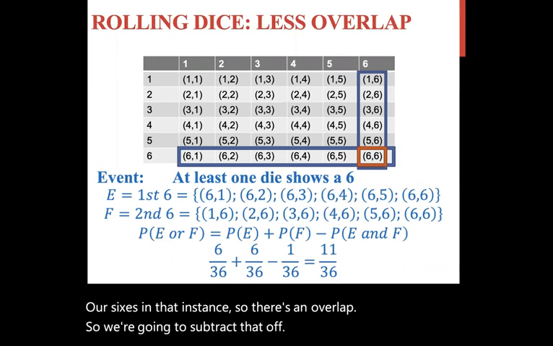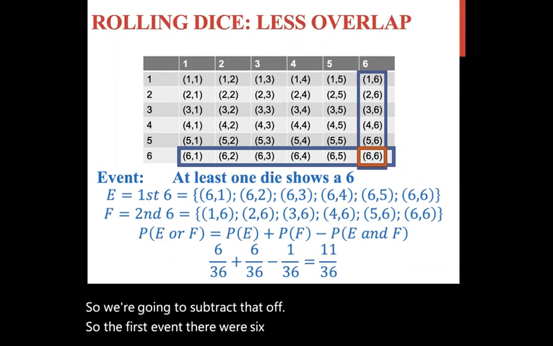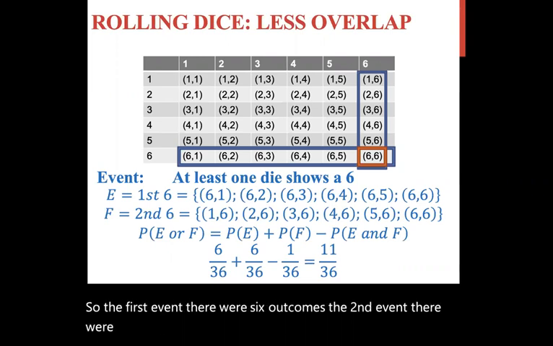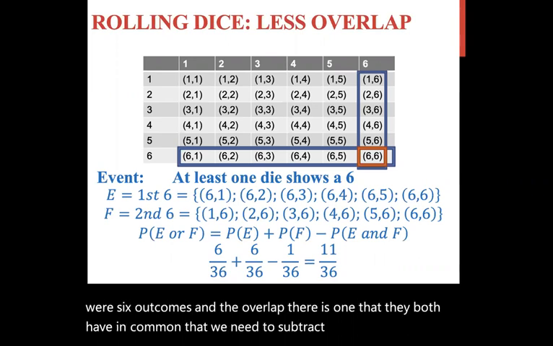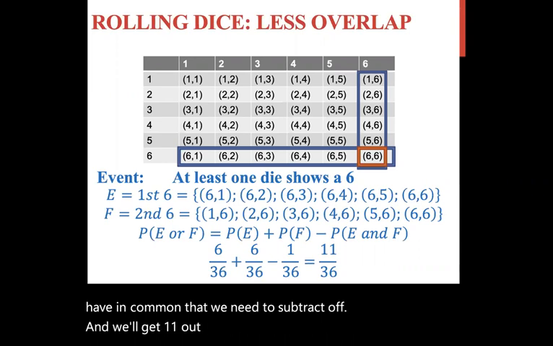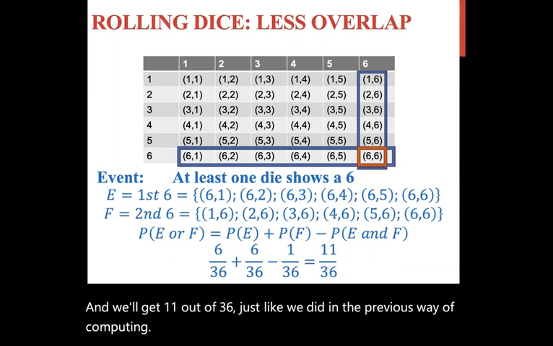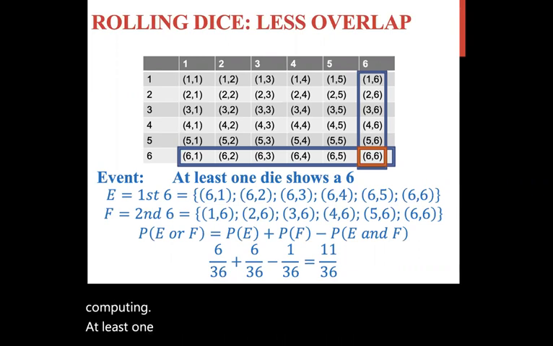So the first event, there were 6 outcomes. The second event, there were 6 outcomes. And the overlap, there's 1 that they both have in common that we need to subtract off. And we'll get 11 out of 36, just like we did in the previous way of computing at least 1 die showing a 6.